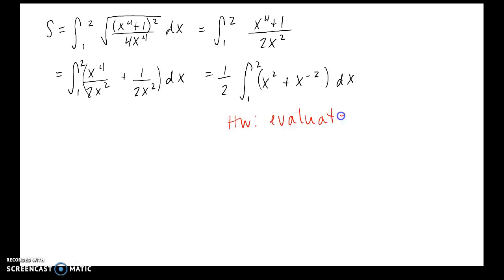Okay, so finish that problem for me. Find an answer. There is another one. I'm going to do another example here, but finish that for homework.